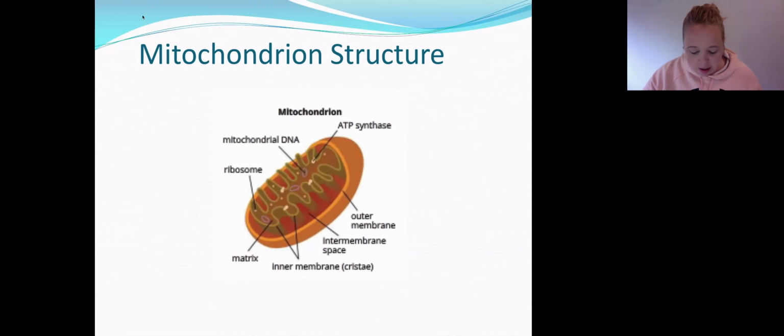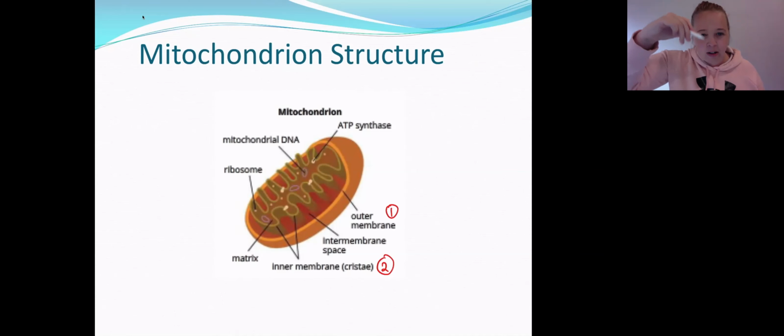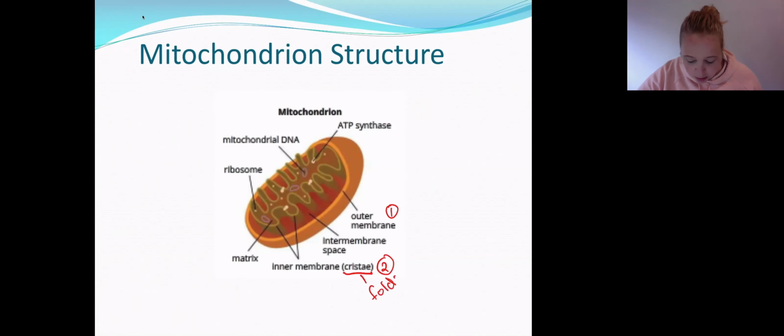So the first thing I like to notice here is that we have not one, but two membranes. That's really important to remember, that we have two membranes with the mitochondrion. The outer membrane is kind of smooth, like a vesicle, like it's being formed around the outside. And the inner membrane has got all of these folds. Those folds of the inner membrane are called cristae. So the cristae are the folds within that mitochondrion.